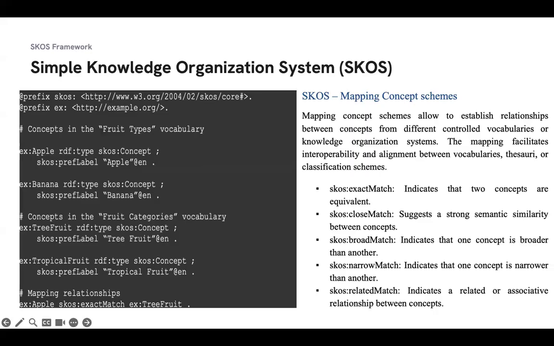So it's now easy to say, okay, if you're looking for tree fruit, then we have apple, for instance. But how do you do that? That's the last bit here, where you specify apple, and then use this cross match that is saying that apple is a kind of tree fruit. So you are saying it means a similar thing, or it's the exact thing. Okay. And there are other kinds of matches. There's close match, broad match, narrow match, and related match.